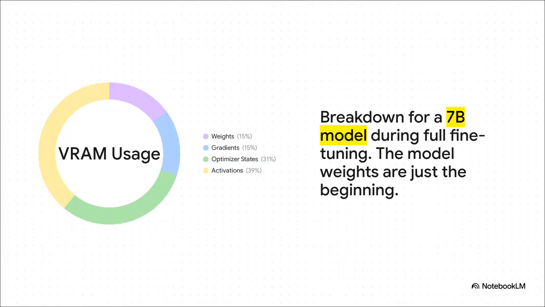Okay, this is really where it gets interesting. Take a look at this. For what we'd call a small 7 billion parameter model, the actual model weights, the thing you think is the biggest part, that's only about 15% of your memory usage. You need another 15% for the gradients, for the learning part. Then a whopping 31% gets eaten up by the optimizer states, especially if you're using something like Adam. And the biggest piece of the pie? Over 39% goes to the activations during the forward pass. It adds up like crazy.